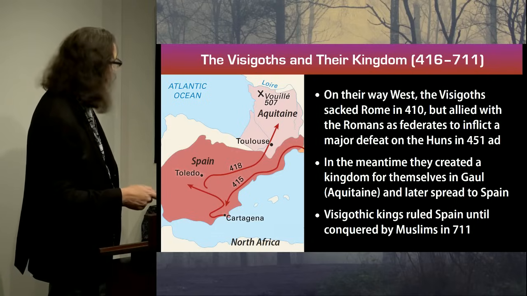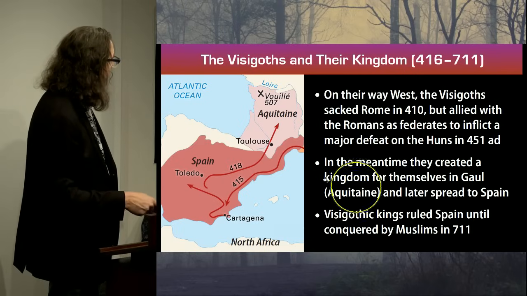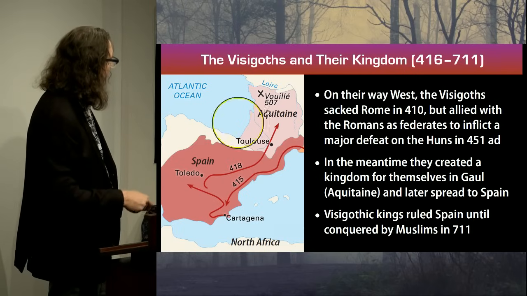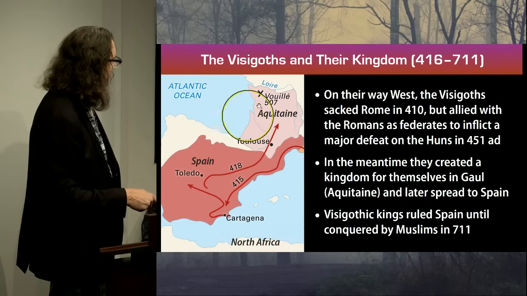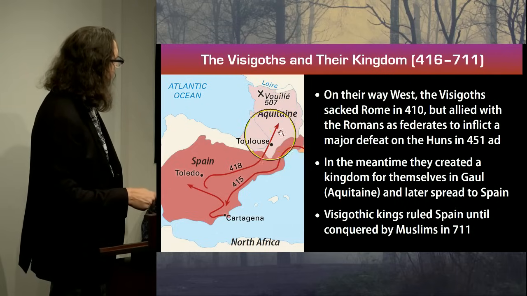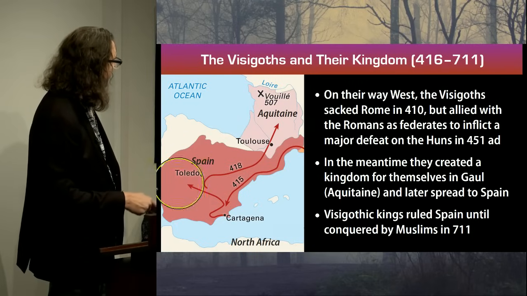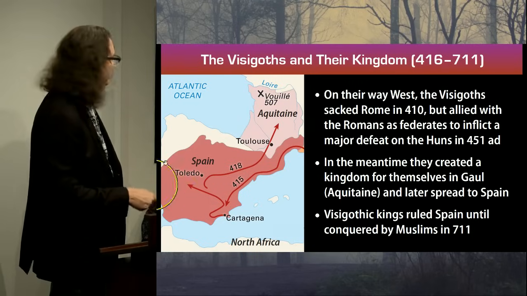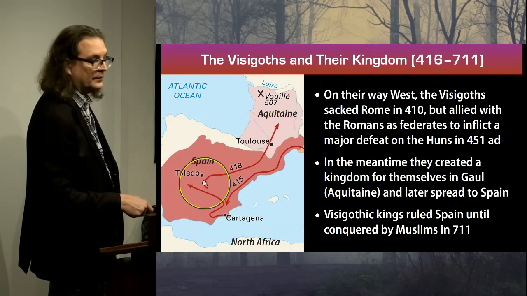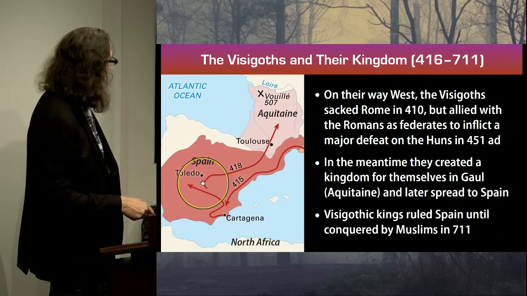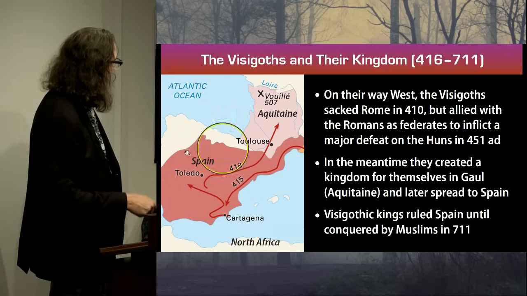But in the meantime, from their time in Italy, the Visigoths have made their way first to Aquitaine, which is southwestern France, where they create a kingdom of their own. Then over time, they conquer Spain from other barbarian tribes. Because Spain is bigger than Aquitaine, they start moving down here, and so Toledo becomes the capital of the Visigothic kingdom.